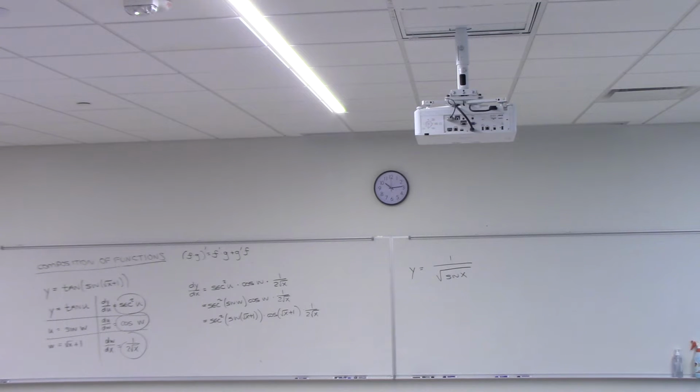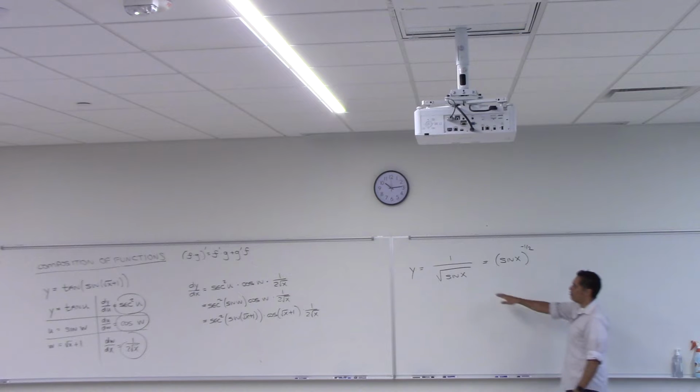I see a quotient as well. Everyone sees that? You could do top and bottom, quotient rule from last class. Could you also do this, though? Is that the same thing?